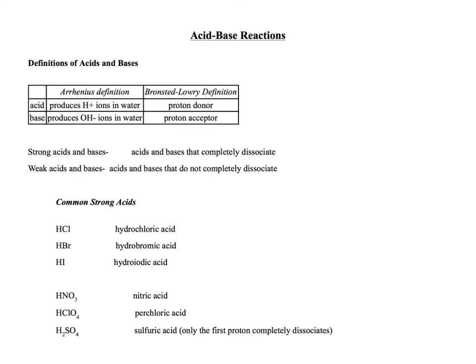Hi, this is just a short reminder video about some acid-base reactions as we enter into the solutions unit. Definitions of acid and bases. The Arrhenius definition has everything to do with the amount of H pluses put into the water and the number of OH minuses put into the water. Whereas the Bronsted-Lowry definitions are all about proton donors and proton acceptors.